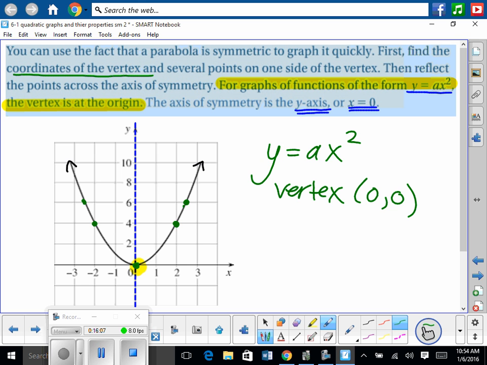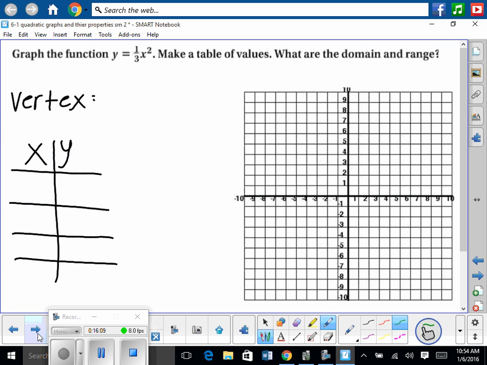All right, so here's my first example here. Graph the function y equals 1/3 x², make a table of values, then what's the domain and range? So first of all, let's graph the function. First of all, we're finding the vertex. Does this have the form y equals ax²? Yeah, doesn't it? So what's my vertex? 0, 0. So I plot my vertex. Boom, 0, 0. That's my lowest or highest point.